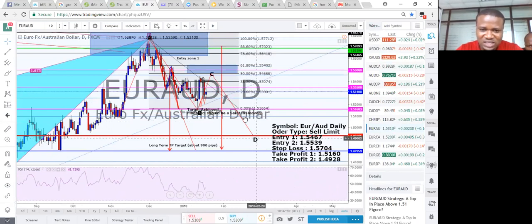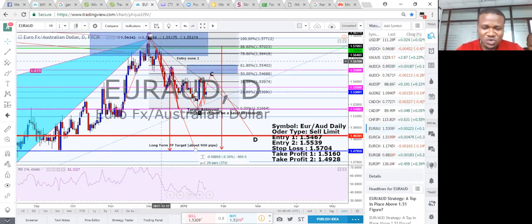This is our D. The B, where I said we could take our profit, is just for the short term. As soon as this correction is made and the journey continues downward, remember that D is our ultimate destination. So thank you very much. That is for Euro AUD.